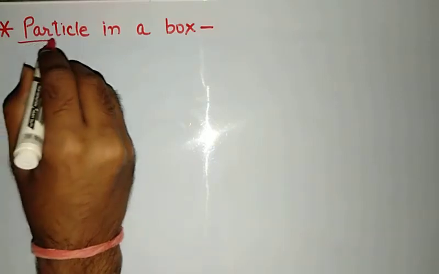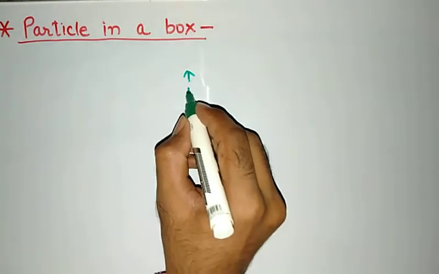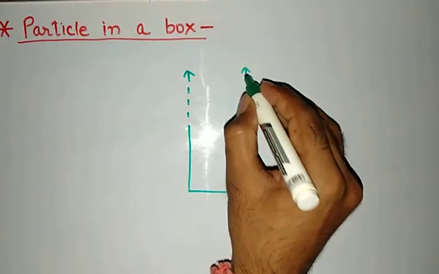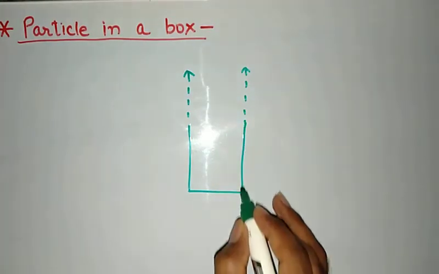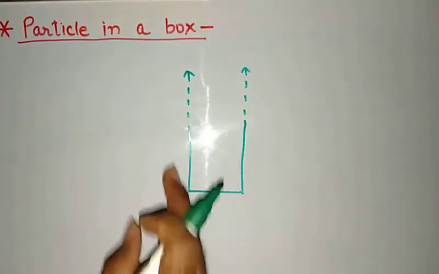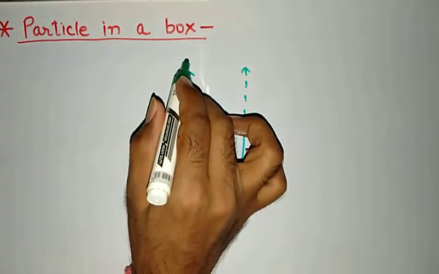Hello, now we are going to deal with applications of the Schrodinger wave equation, in which the first one is particle in a box. What does it mean? Let us consider from the figure. What I have drawn here is a box whose height is infinite.